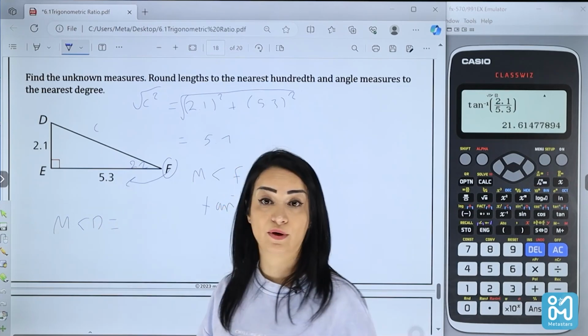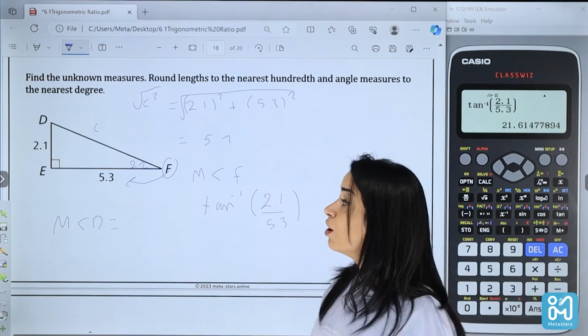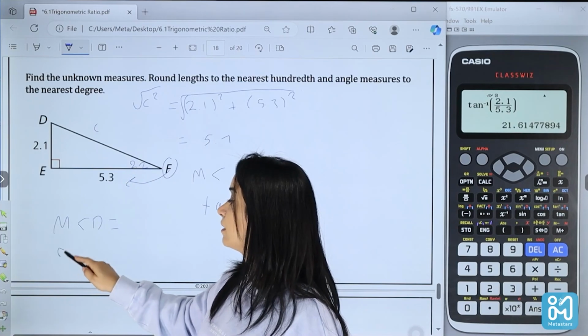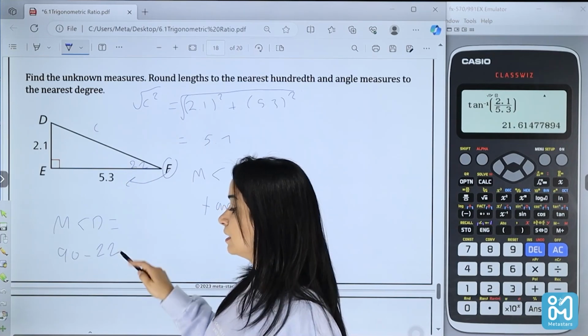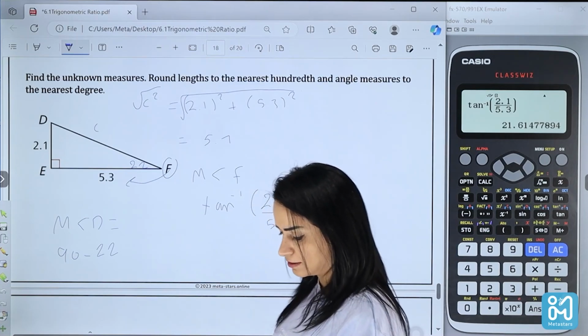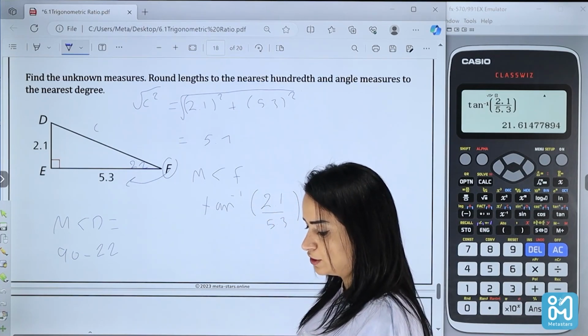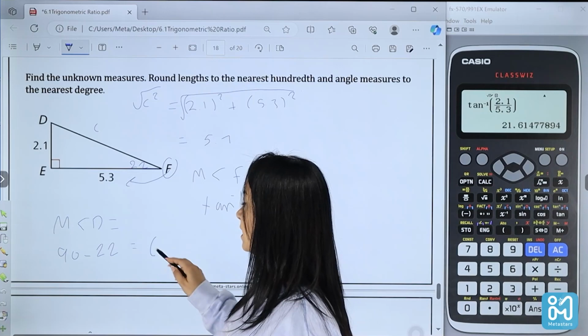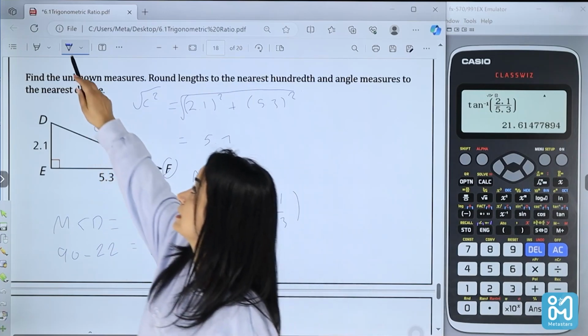Now I need to find the measure of angle D. So I can say 180 minus 22 minus 90, or directly we can say it's 90 minus 22. So 90 minus 22 is equal to 68.